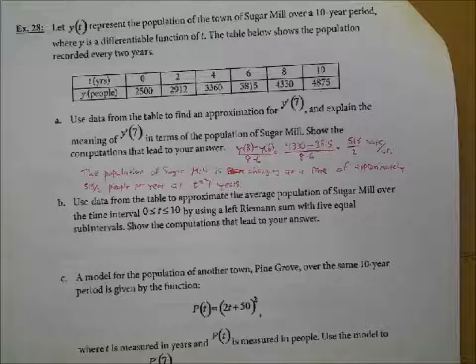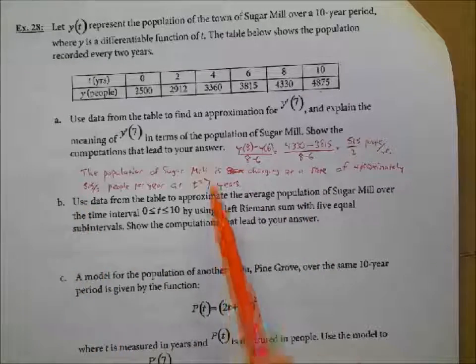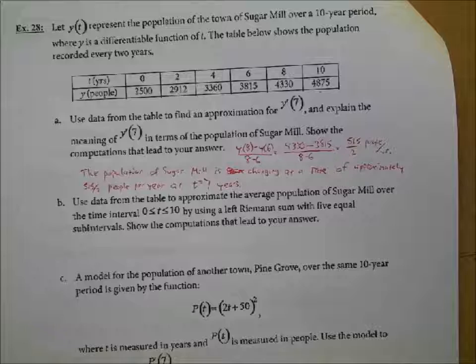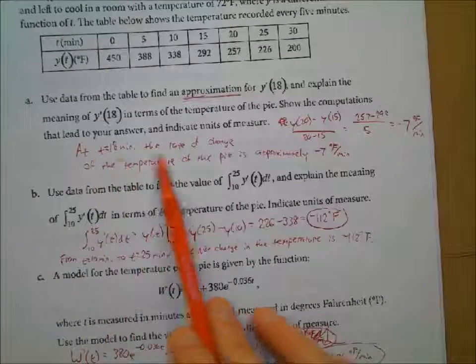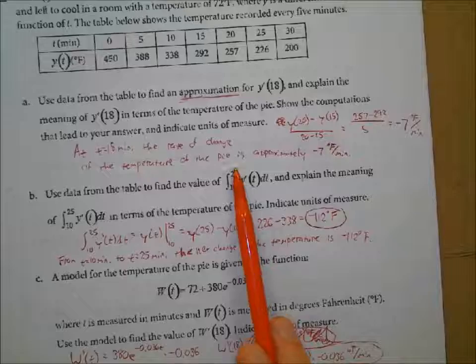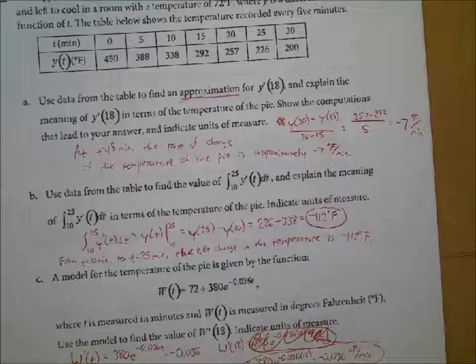Let me make a recommendation to you. You don't have to follow it, okay? Be careful about using words like "is increasing at a rate of approximately this per year" or "decreasing at a rate of approximately this per year." It can get a little hairy there, okay? For example, if we said at t equals 18 minutes, the temperature of the pie is decreasing at a rate of -7. Well, decreasing and then saying -7 is kind of like a double negative, and decreasing at a negative rate would really mean increasing, right?